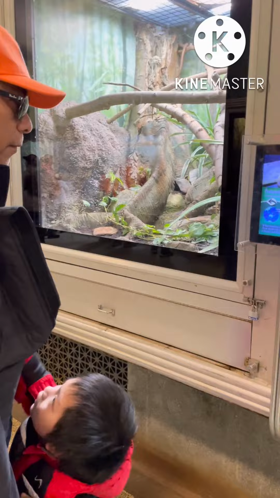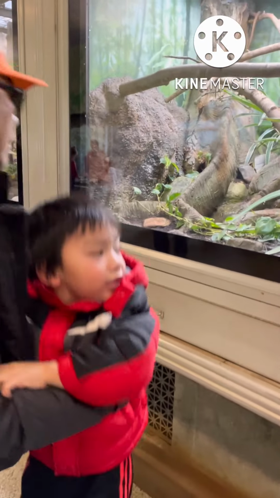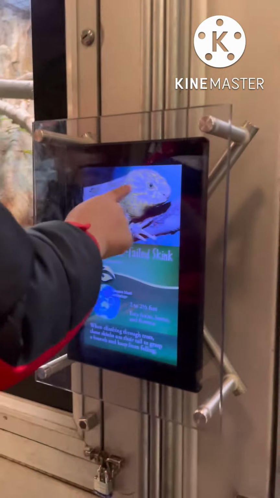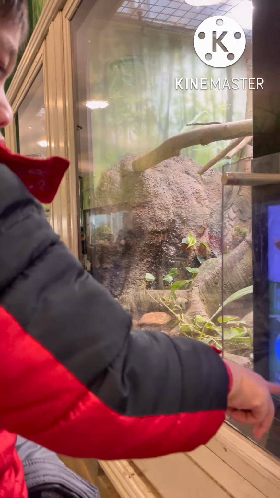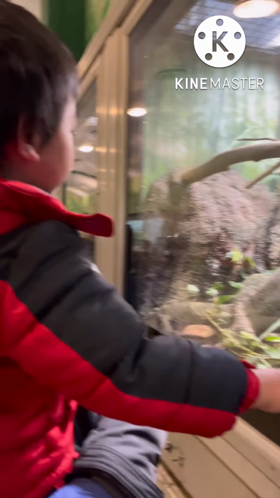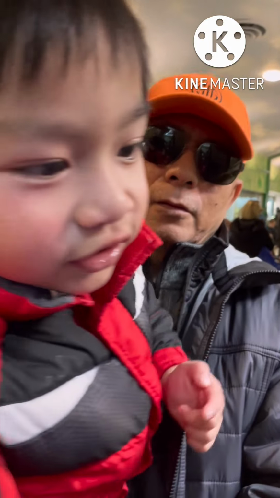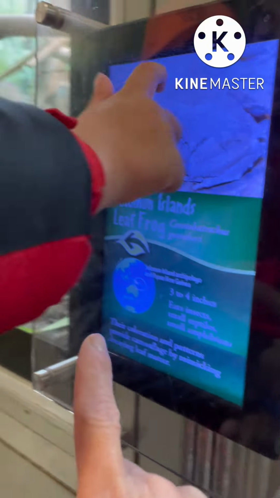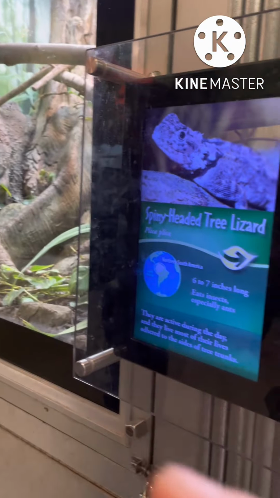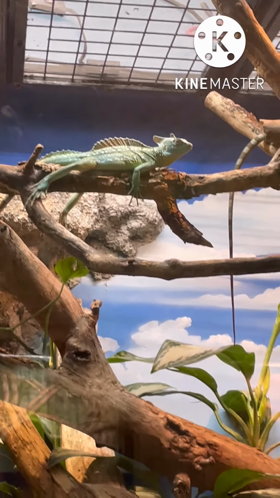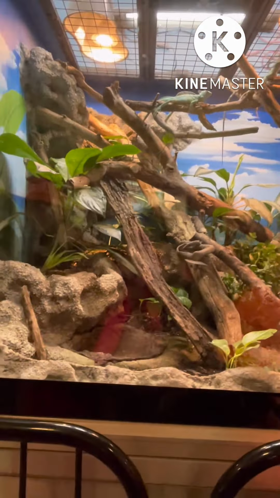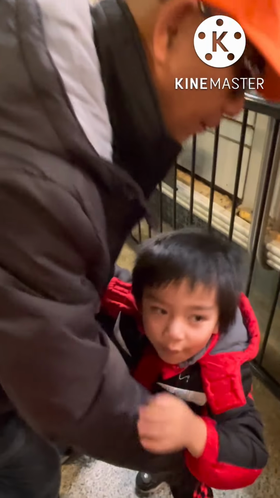Kargar mo rin siya, karga. Ano yan? What's in there? Ay, mag-a. Wala ko naman yung animals ang gusto mo. Tablet. What? This is the most animal in the world. The most what? The most animal in the world. Okay. So what is that? That's the lizard. There, you know. Aligana. Kaya yun.